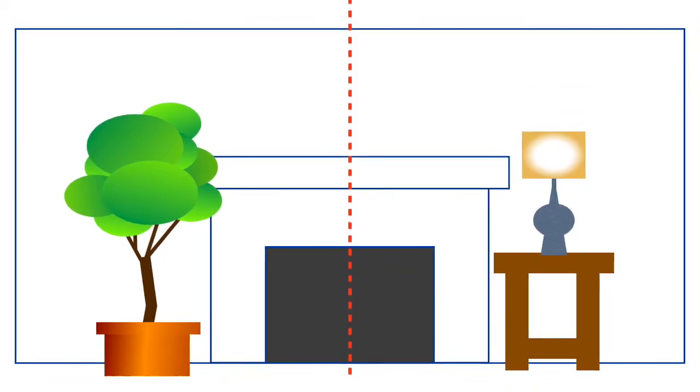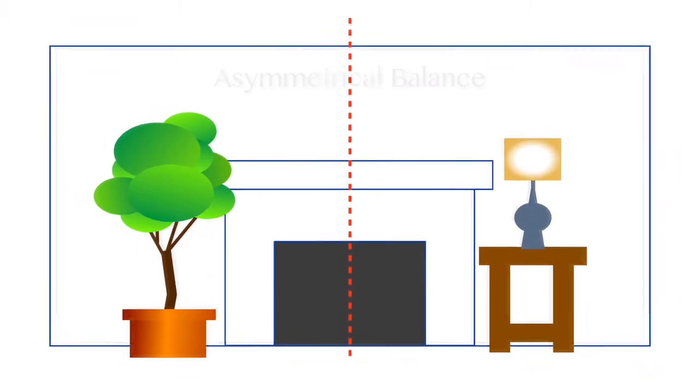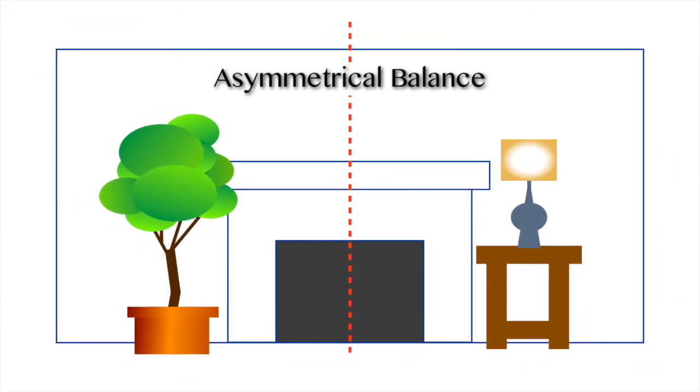Balance is different. Your view is balanced rather than symmetrical if there are similar but not identical elements on either side of a center line. Here, the fireplace is flanked by a tree and a table with a lamp. The elements in the view are balanced across the center line. Centerline, symmetry, and balance are relatively simple. When you think in terms of an axis, things get more interesting.